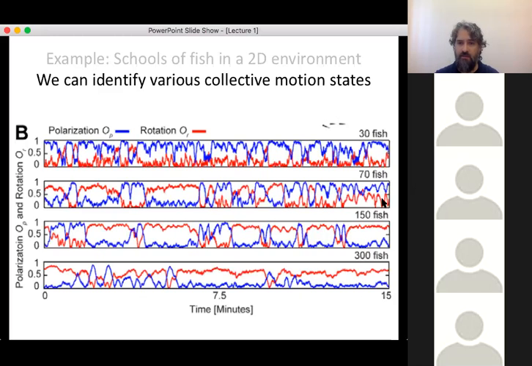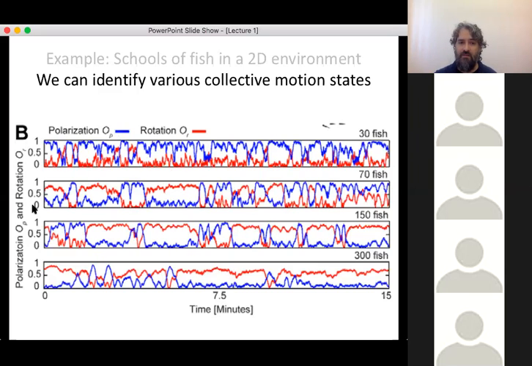So now you remember we had 30, 70, 150, and 300 fishes, and we can measure the order parameters. Here you see in blue the polarization order parameter for each case as a function of time, and in red the rotation or milling order parameter. If you remember the videos, for 30 fishes we have good polarization but very bad rotation. This means that we have a swarm that moves around but is not milling.